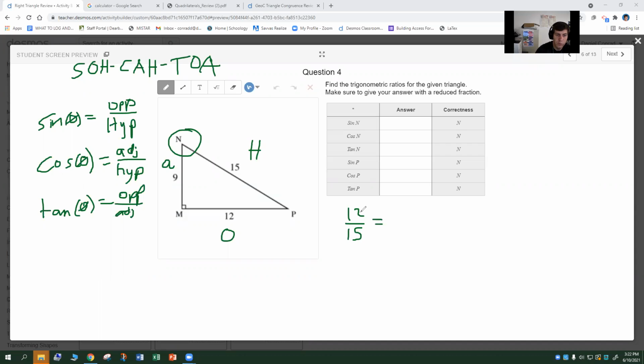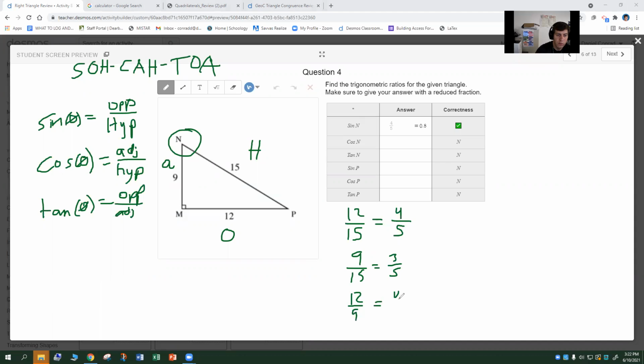Okay, we have to reduce that so we can divide the numerator and the denominator by 3. 3 is the greatest common factor. So that's going to give us 4 over 5. Right? Cosine is adjacent over hypotenuse, so 9 over 15. Reduce it. That's going to be 3 over 5. Tangent is opposite over adjacent. That's 12 over 9, which is going to be 4 over 3. So 4 over 5, 3 over 5, and then 4 over 3.